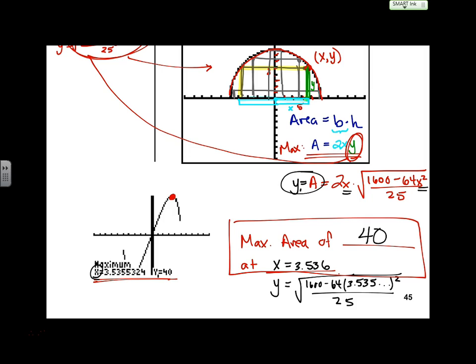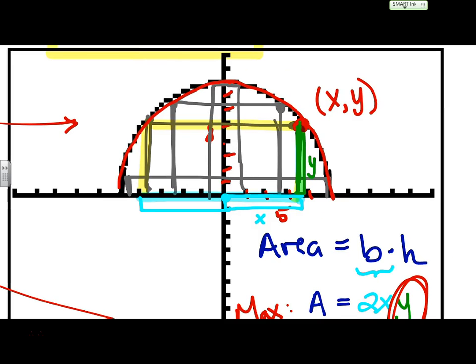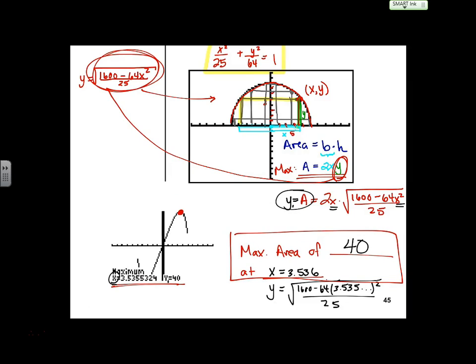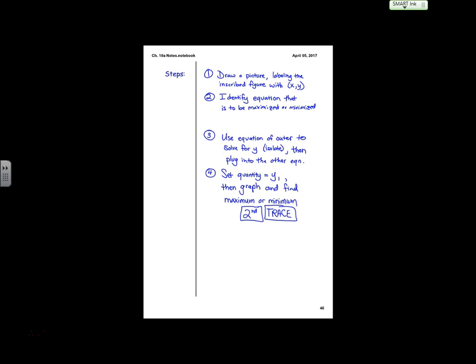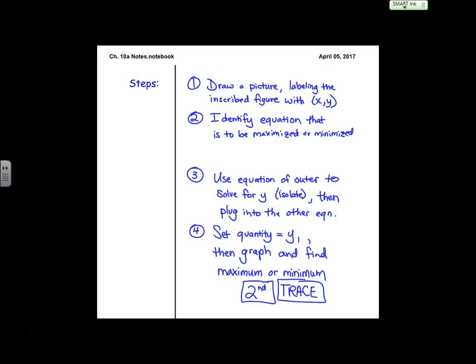3.536. Let's see if any of ours were close. There's 1, there's 2, there's 3, 3.5. Oh, that's almost the one that I drew just by chance, but I didn't need to. But this is a bit more precise. Now, with all of that, let me show you guys the steps to what we just did.